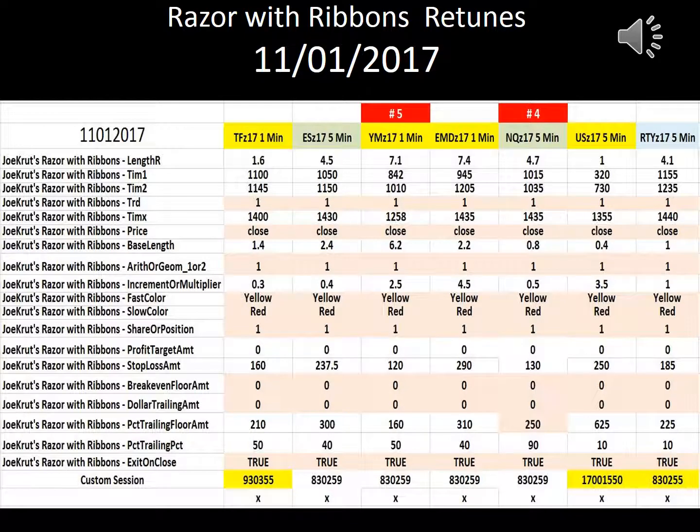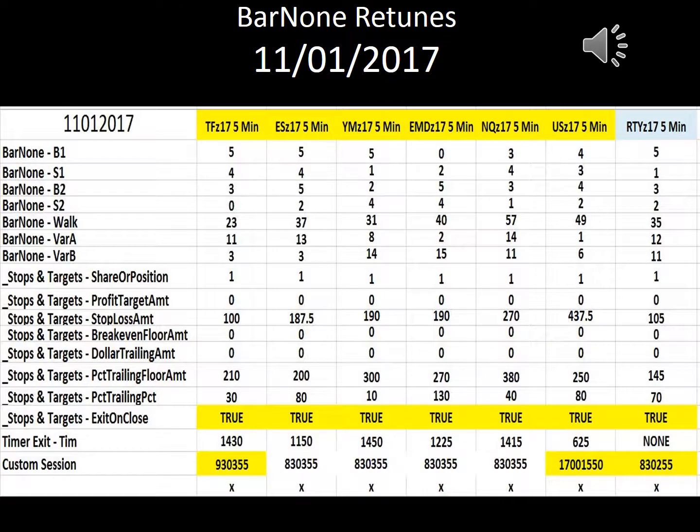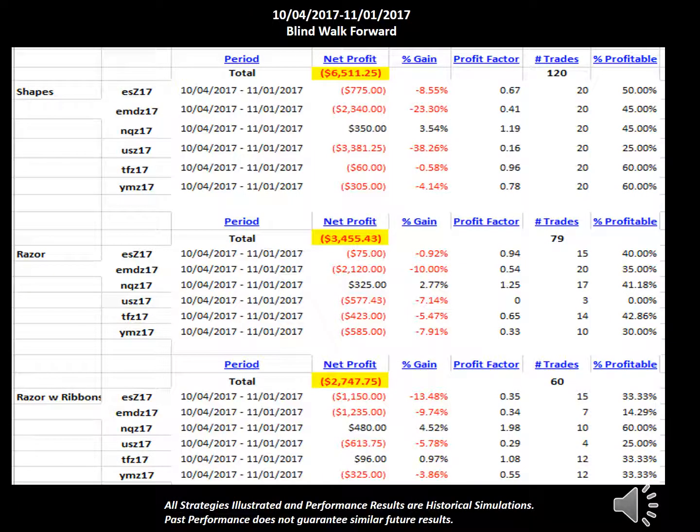Here's the new Razor with ribbon settings. This includes the new Russell at the Chicago Mercantile, and we still include the old Russell for those of you who want to trade the bigger contract. And here's the last of the settings. This is the bar none settings, and again it also includes the Russell contract, the new one at the Chicago Exchange.